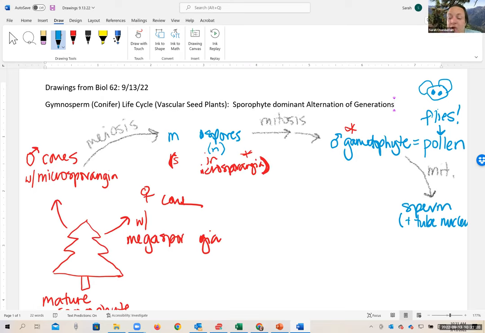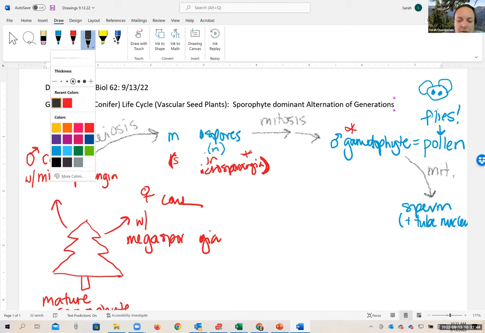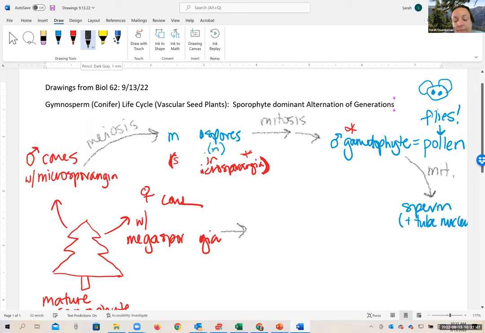Okay. So we're going to pause for a moment and get caught up on our female side. Okay, so let's do that. So back to my female. So my female cones have megasporangia inside of them. And so if they have megasporangia inside of them, what are they going to make? So megasporangia. They create megaspores. Okay, and that process is also meiosis.